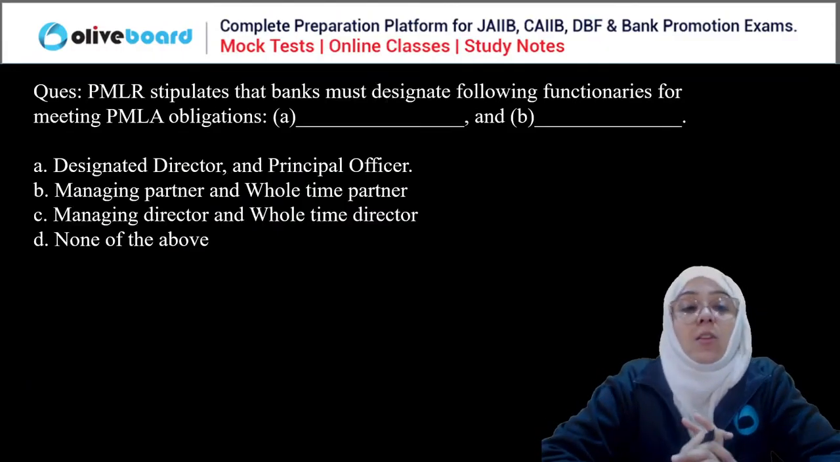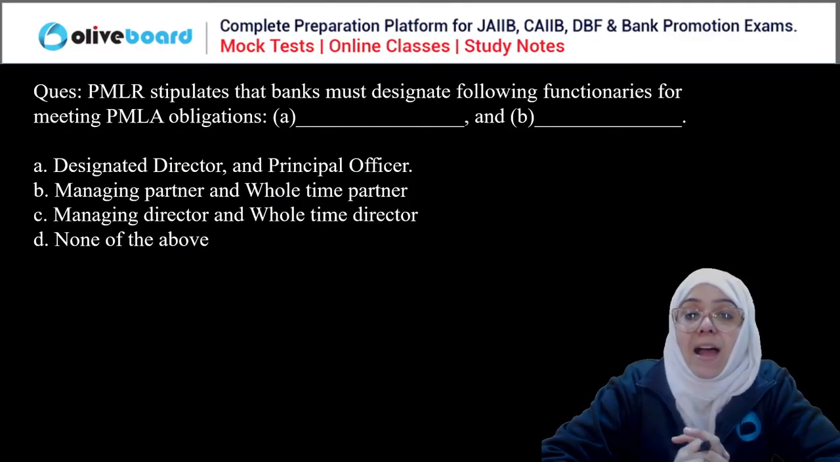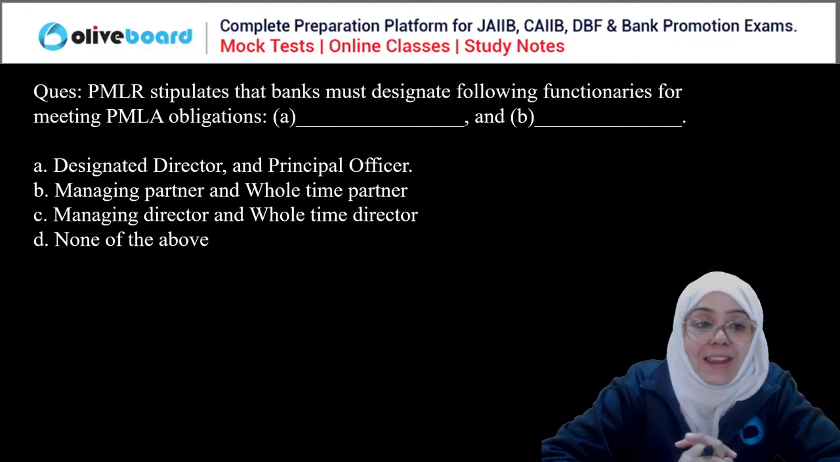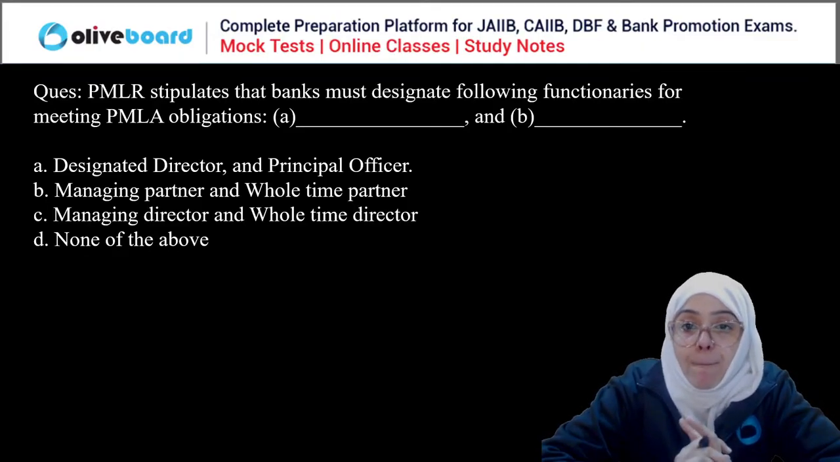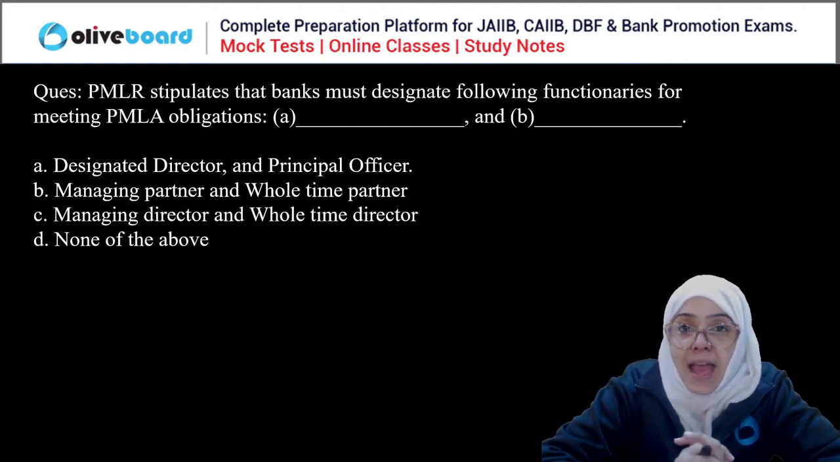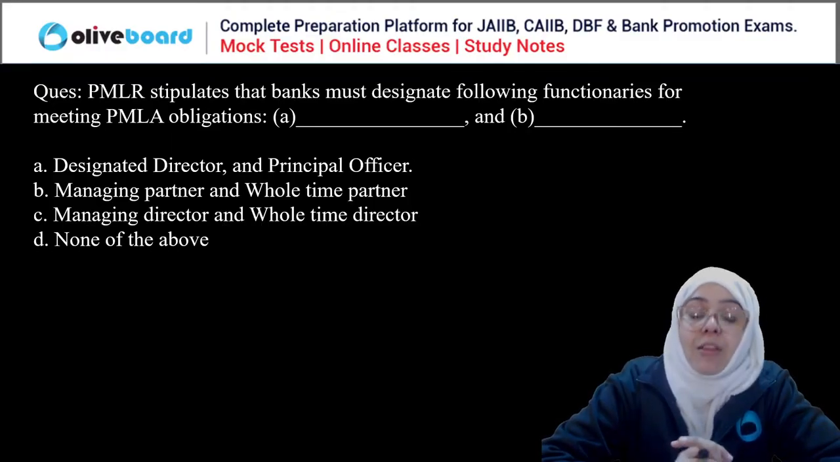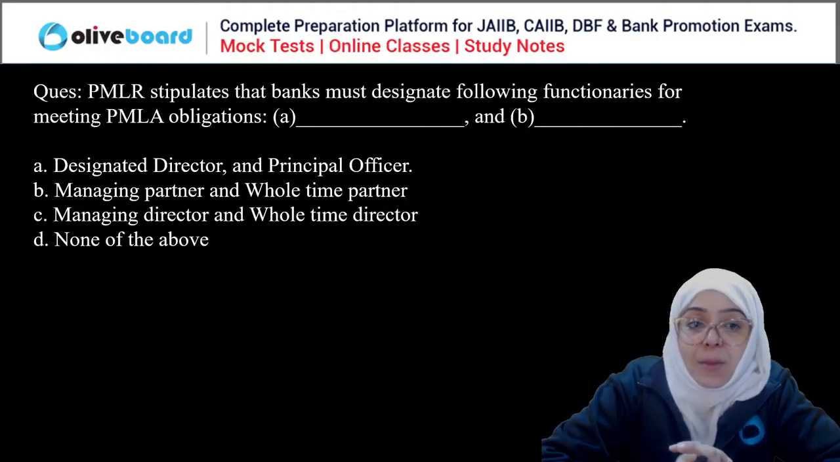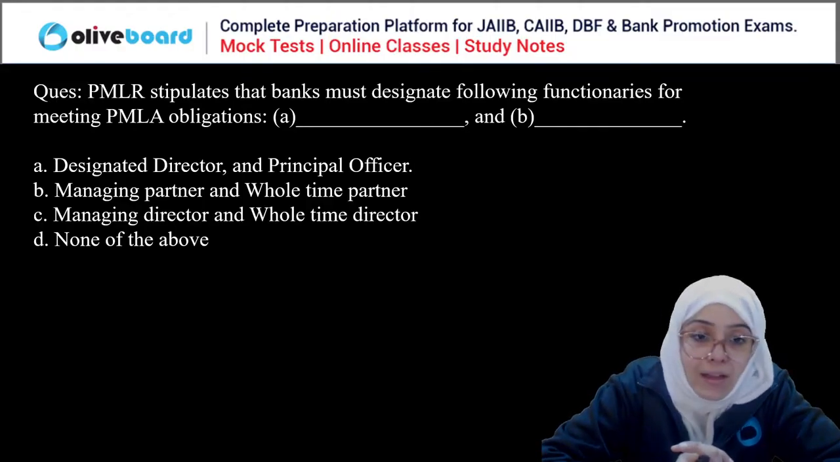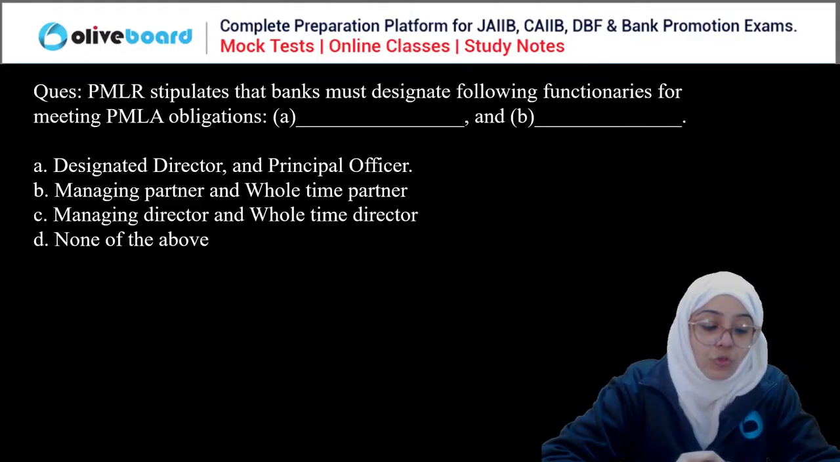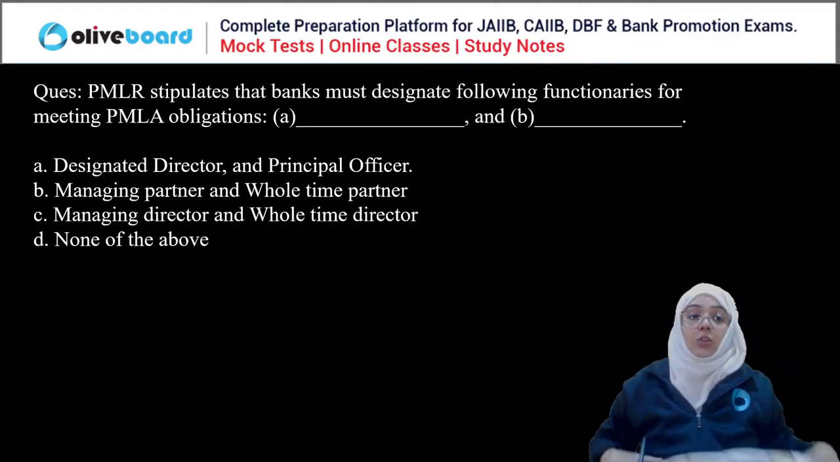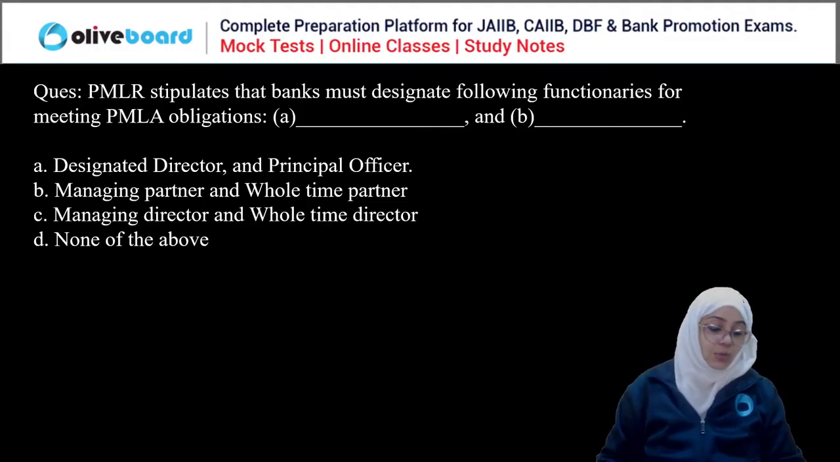Prevention of Money Laundering regulation stipulates that the bank must designate the following functionaries for meeting PMLA obligations. Which of the following are the two posts which every bank must designate for meeting the Prevention of Money Laundering Act obligation? Designated director and principal officer, managing partner and whole time partner, managing director and whole time director, and none of the above. We have to choose the correct statement here.